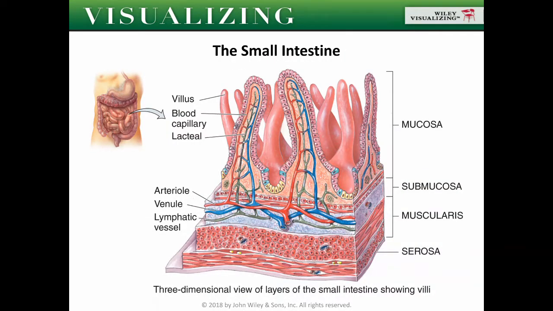So anyway, this is the villi of your small intestine. These are the serosa, the muscularis layer, and the submucosa, where the different blood vessels and the lymphatic vessels are. And then this is your villus.